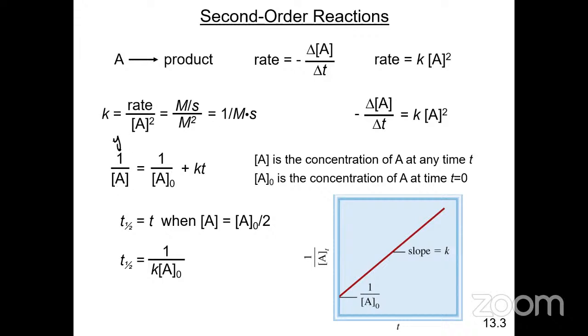So again, we can do a straight line plot, recognizing that this here, 1 over A would be the Y, and 1 over initial concentration of A would be the C, K would be the M, and T would be plotted on the x-axis. So if you plot 1 over A versus T, you're going to get this plot right here, where it's going to be a straight line, where the slope will be equal to the K, the M, and the intercept on the y-axis is going to be equal to 1 over the initial concentration of A, all right? So that's basically the result of the second order reaction, all right?